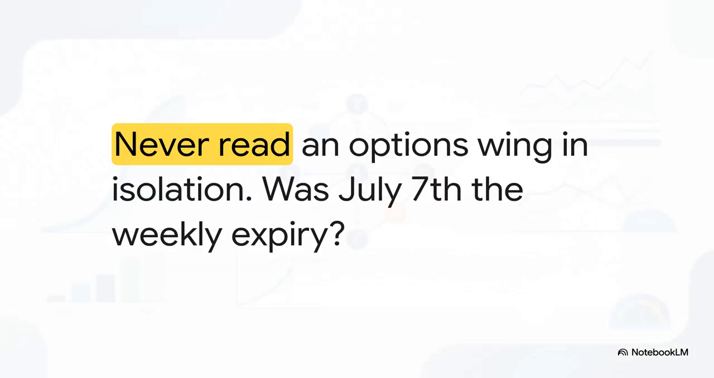So, the ultimate takeaway for your own analysis: never read an option swing in isolation. A stretched curve or a fat bubble, it only tells half the story. You absolutely have to look at the other side, compare the slopes, and most importantly, understand the calendar. Which leaves us with one final provocative question to confirm our entire mechanical theory. Was July 7th actually the weekly expiry? I highly encourage you to go pull up a 2023 calendar and see for yourself.